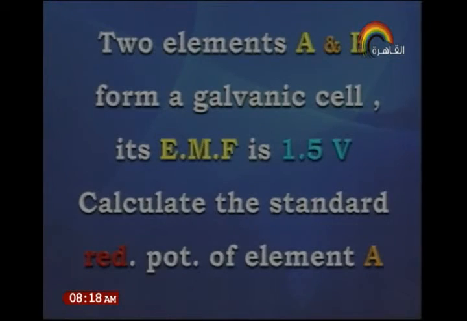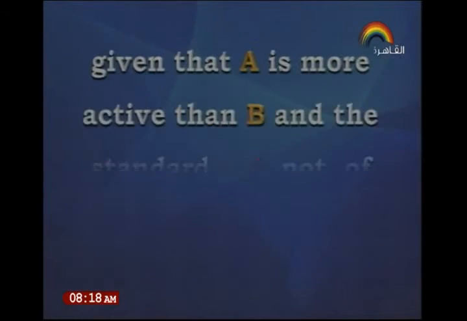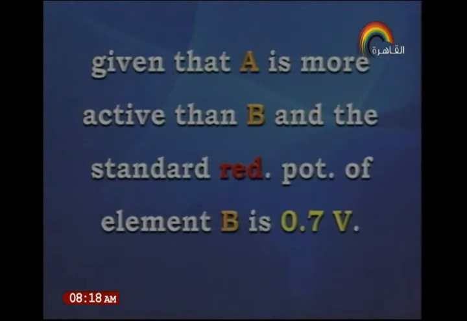Next type of question is a problem. Here, two elements, A and B, form a galvanic cell, its EMF is 1.5 volt. Calculate the standard reduction potential of element A, given that A is more active than B, and the standard reduction potential of element B is 0.7 volt.